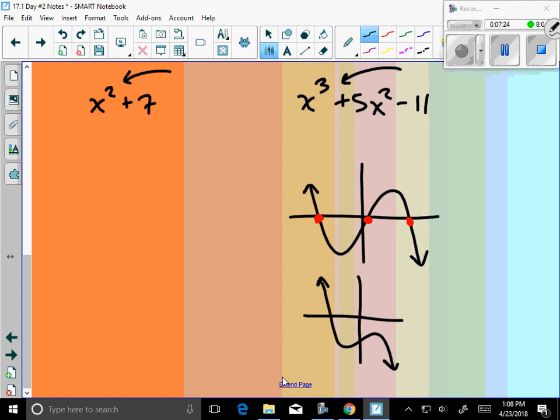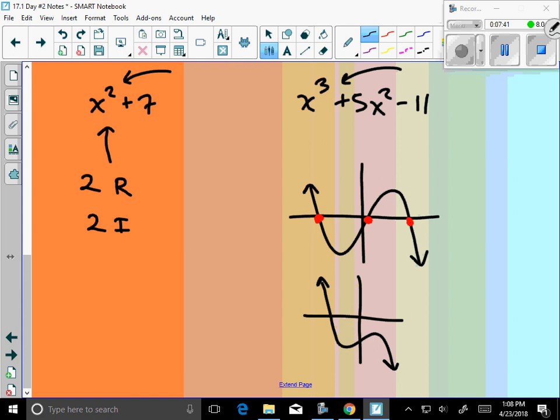Conjugate pairs. Now here are your options. You could have 2 real solutions, or you could have 2 imaginary solutions. But you can't have one of each.